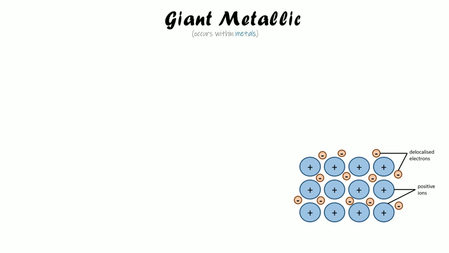The next type of compound, or the next type of substance, we're going to talk about is giant metallic. That occurs within a metal, so this time it could just be sodium, or just aluminium, or just magnesium. They would look something like this if you zoomed in.